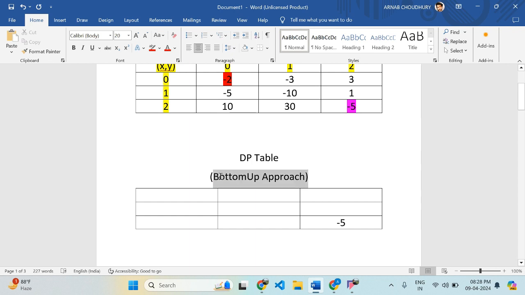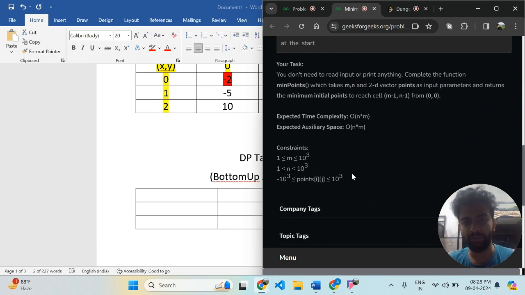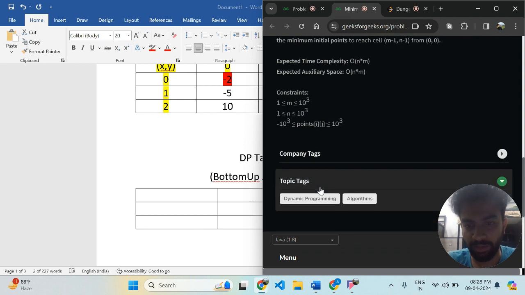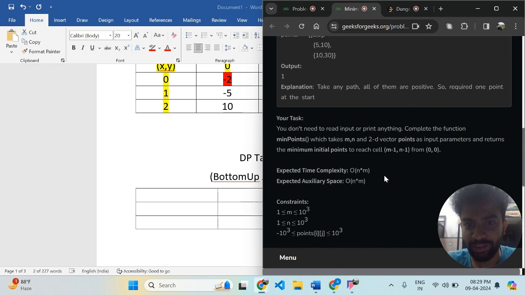And the reason why we are using a bottom-up approach instead of a top-down or recursive approach, and why we are using dynamic programming and not anything else, is optimization. At the end of the problem, they have given us an expected time complexity of nm and space of nm. In order to achieve this, DP is the fastest possible way. You can check the topic tags, they come under DP only. And in the company tags, Microsoft has asked this question as well.